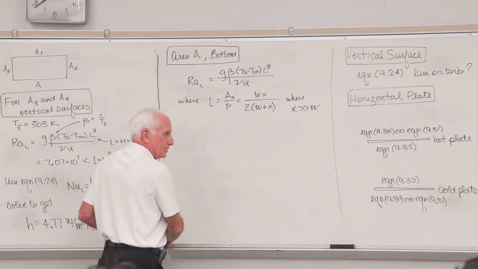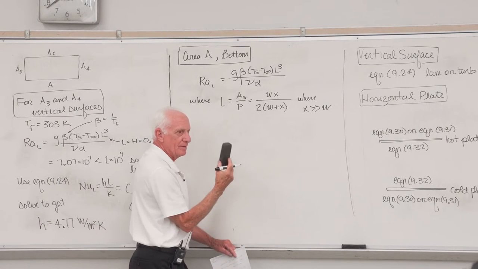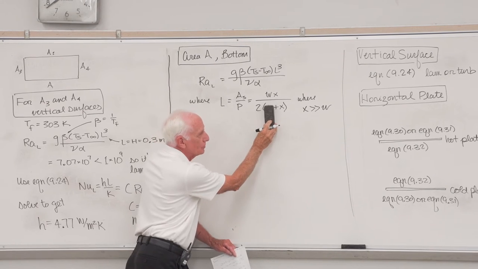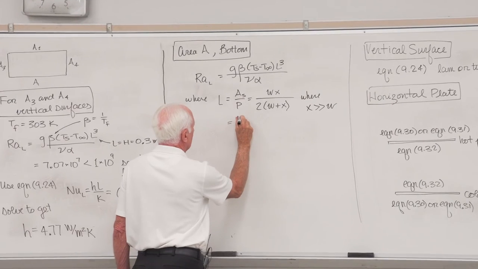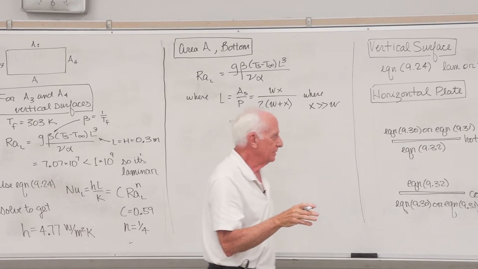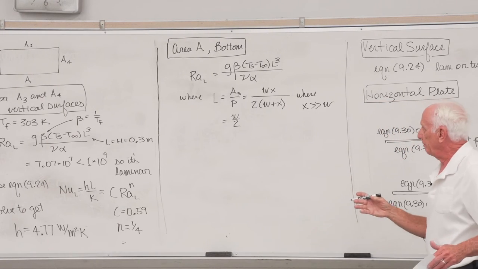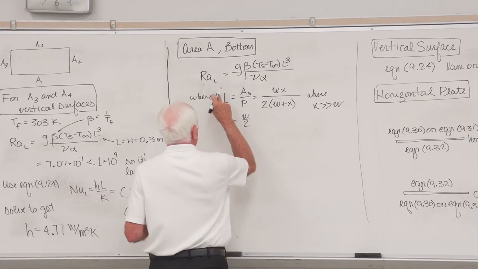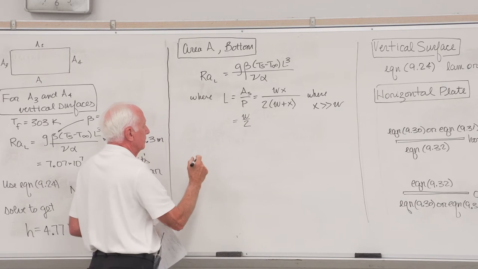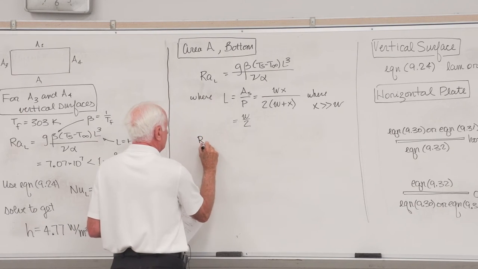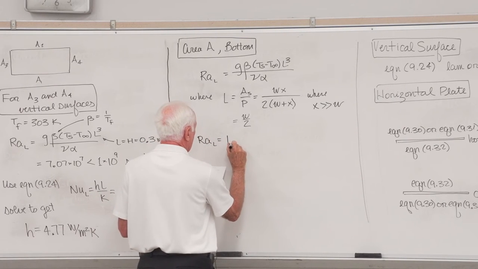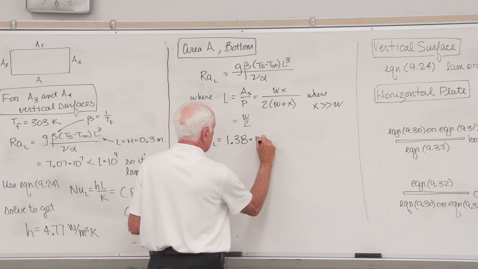If X is much, much larger than W, in the parentheses you might as well forget about that W. It's too small to worry about. So now what do you have? WX over 2X. Okay, L is W over 2. It's an approximation. The bigger the length of the duct is compared to W, the better the approximation. So now you can get the Rayleigh number, because you know L, it's W over 2. Rayleigh number based on L comes out to be 1.38 times 10 to the 8th.